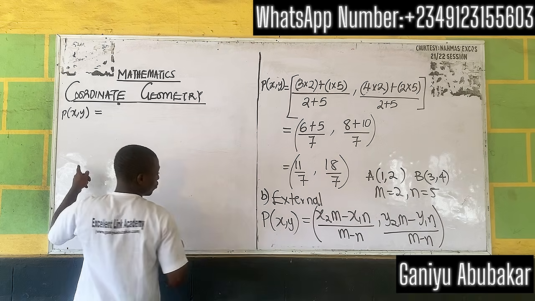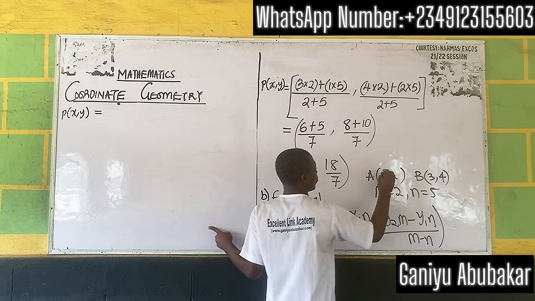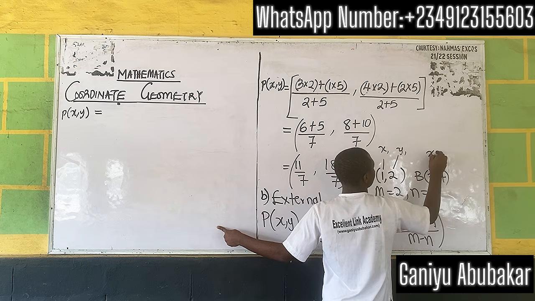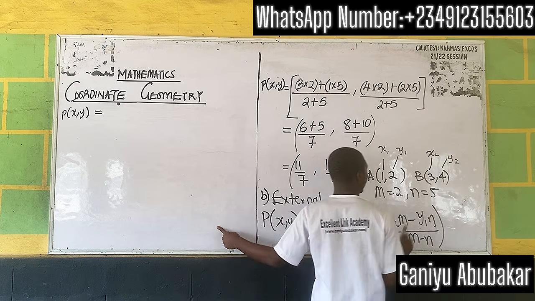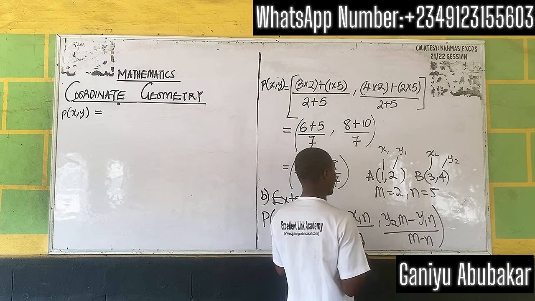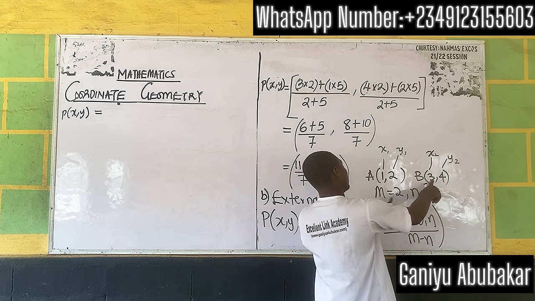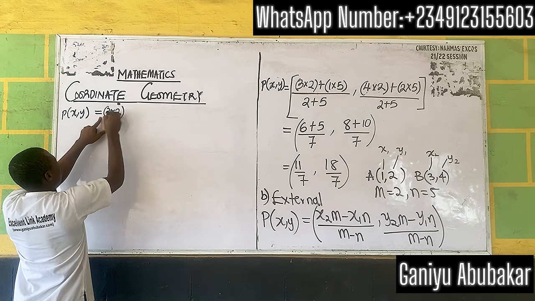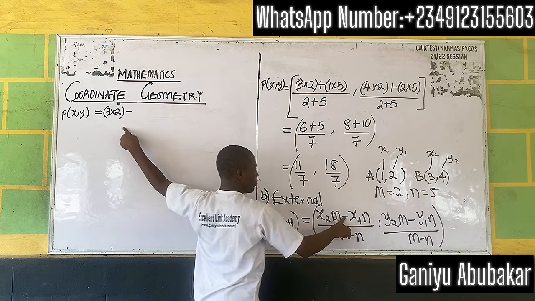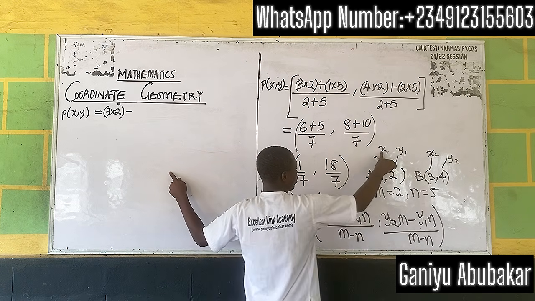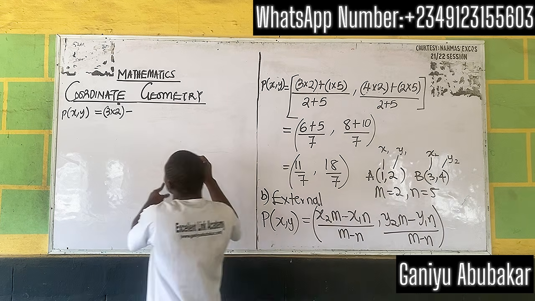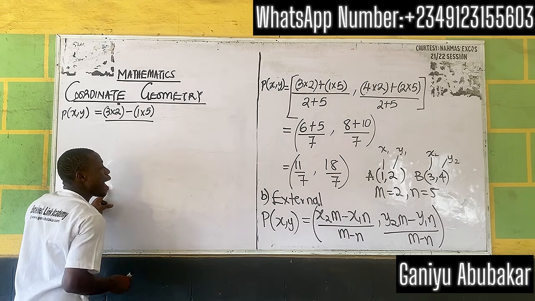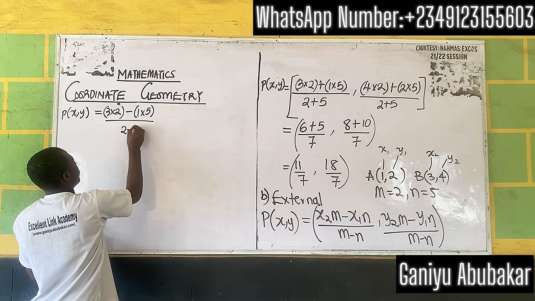So from here, this is x1, y1, this is x2, y2. What's x2m? x2 is 3, m is 2. That gives you 3 times 2, negative x1n. So x1 is 2, n is 5. That gives you 1 times 5, all over m minus n. That gives you 2 minus 5.